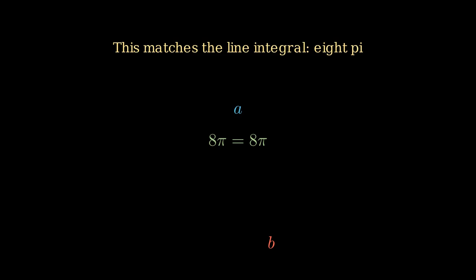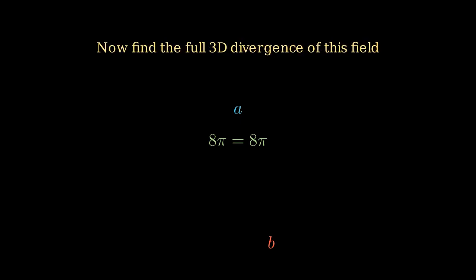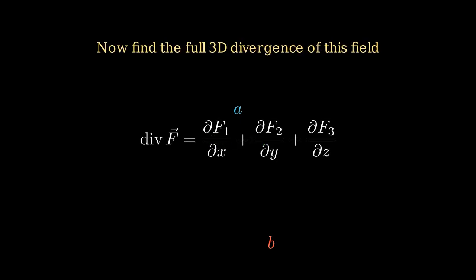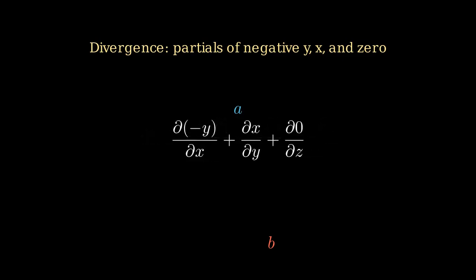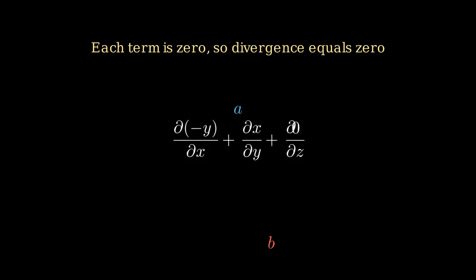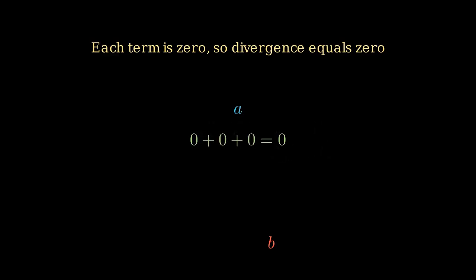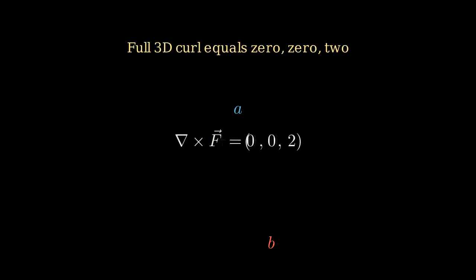Now let's find the full 3-dimensional divergence of this wind field. Divergence adds up the partial derivative of each component with respect to its matching variable, giving partial of negative y with respect to x, plus partial of x with respect to y, plus partial of 0 with respect to z. Each of these 3 terms is 0, so the divergence of the wind field equals 0 everywhere. The full 3-dimensional curl of this field works out to be the vector 0, 0, 2, matching the value 2 we found in our 2-dimensional curl calculation.